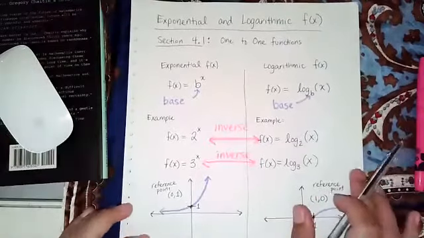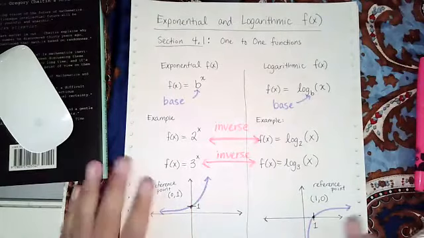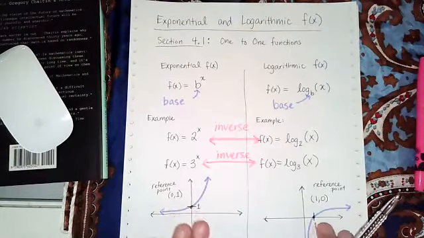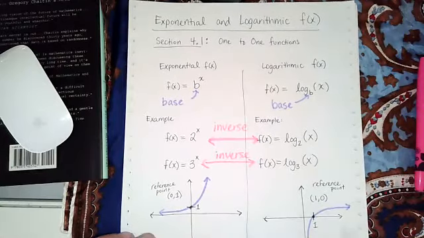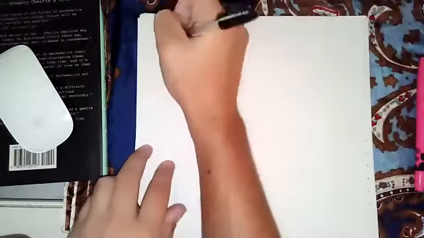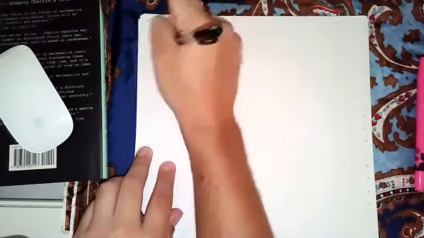Okay. So hopefully, as we get into it and start talking about one-to-one functions, it will make a little more sense why you end up getting this as the graph that's the inverse to this. Okay. All right. So what is a one-to-one function? That's probably the question we first have to answer.